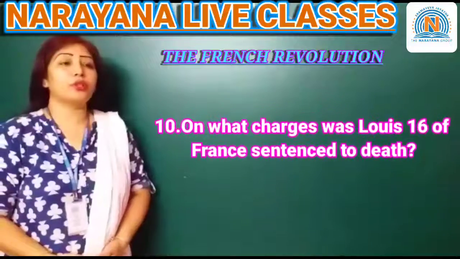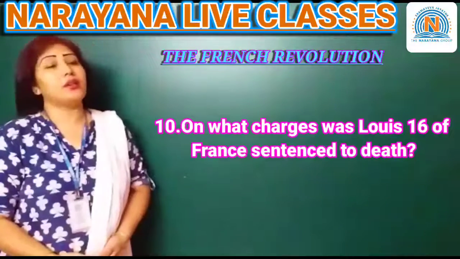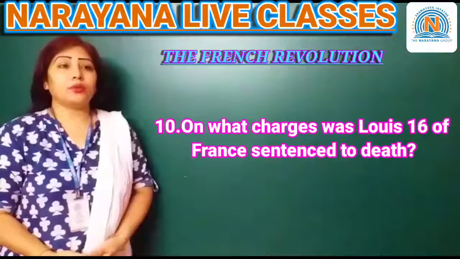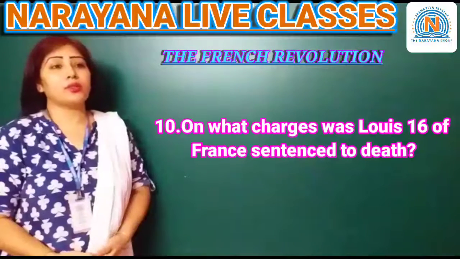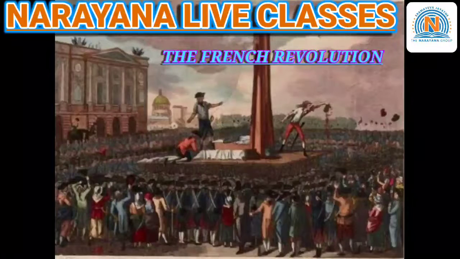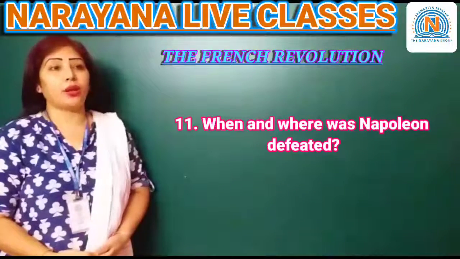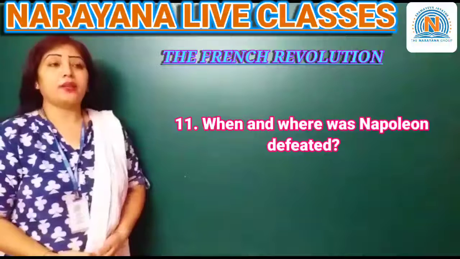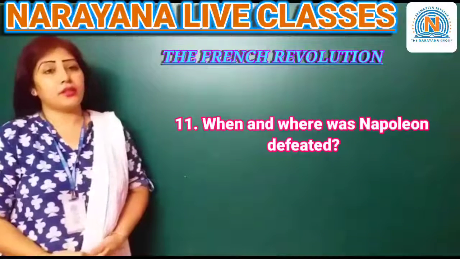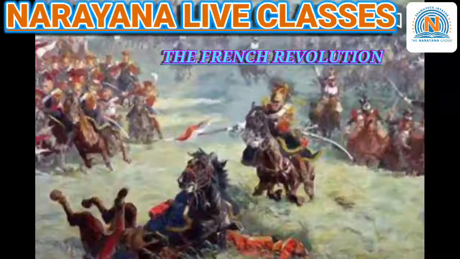Let's move on with question number 10. On what charges was Louis XVI of France sentenced to death? Louis XVI of France was sentenced to death on the charges of treason. Moving on with question number 11. When and where was Napoleon defeated? Napoleon Bonaparte was defeated in 1815 at the Battle of Waterloo.